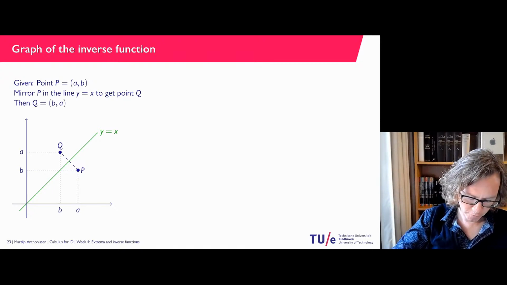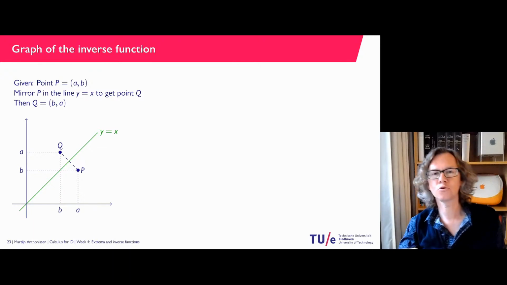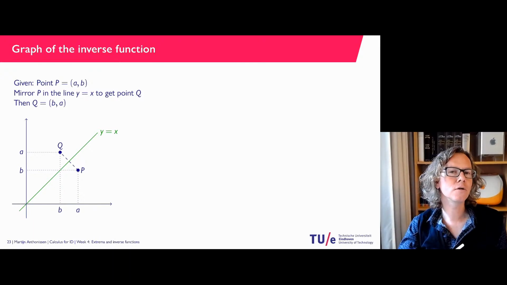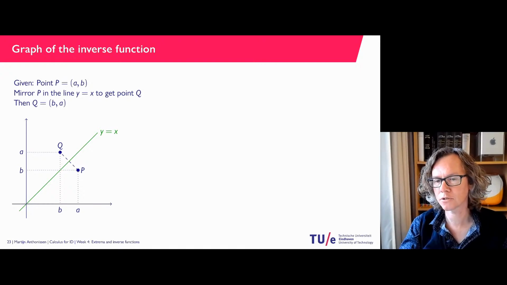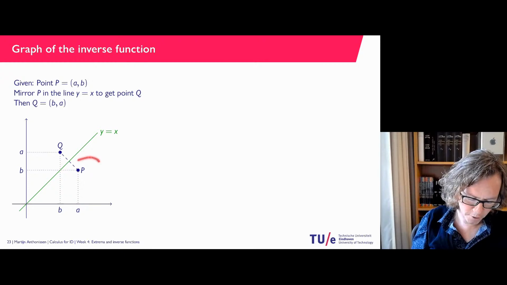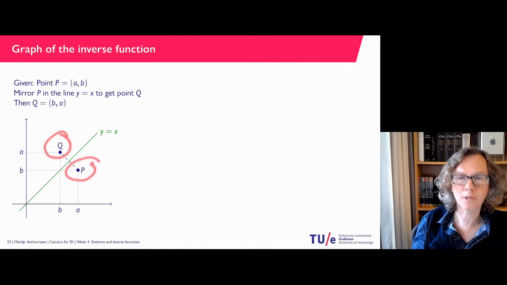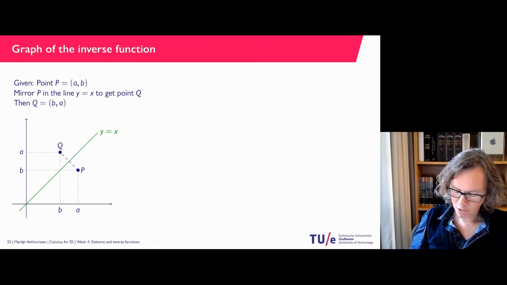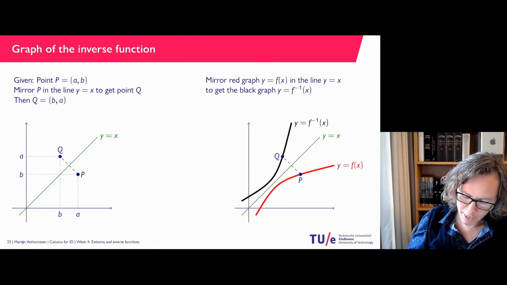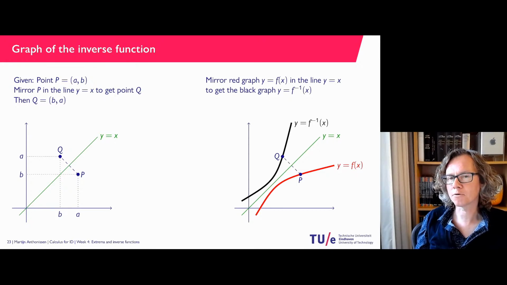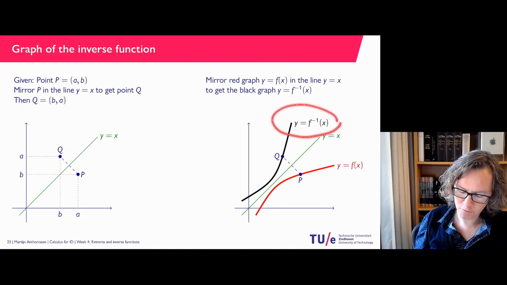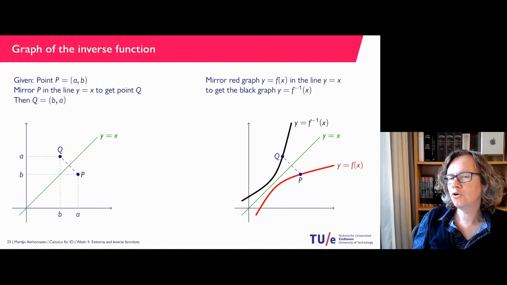And if you think a little bit about that, then you will see that you just swap the coordinates. Basically, you are changing the roles of the x and the y-axis if you mirror in y equals x. So the x coordinate becomes the y coordinate and vice versa. So if you have the point (a, b), then if you mirror in that line, you get (b, a). Now from that, it follows that if you have a function, a red graph like this, y is f of x, and if you mirror that graph in y equals x, then you can find the graph of the inverse function.